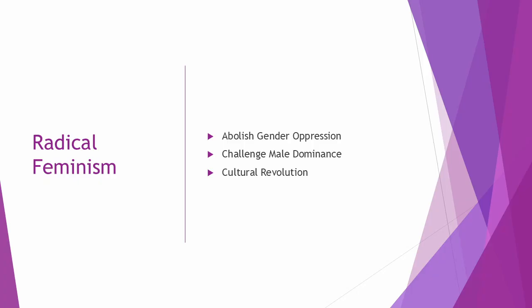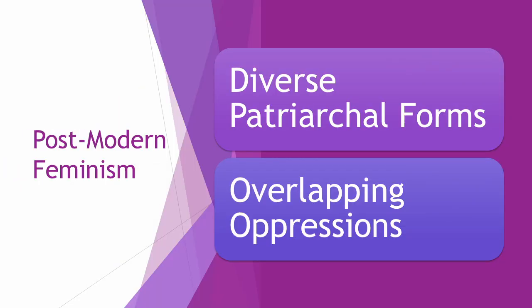The radical feminist view on the state is that it upholds patriarchal interests and cannot be relied upon to achieve genuine liberation. Postmodern feminism is a strand of feminism that argues patriarchy manifests in different ways depending on a woman's race, class, and other identities.